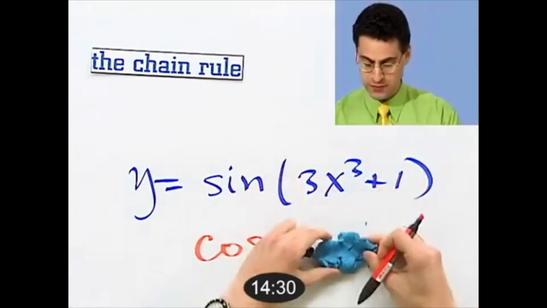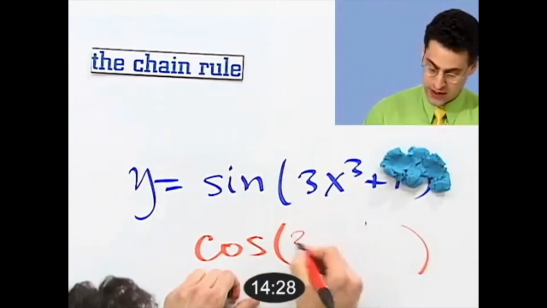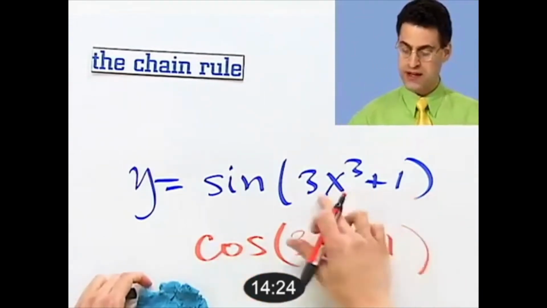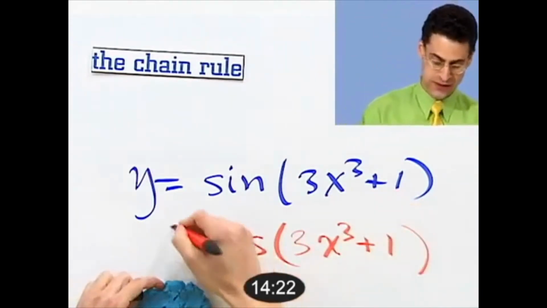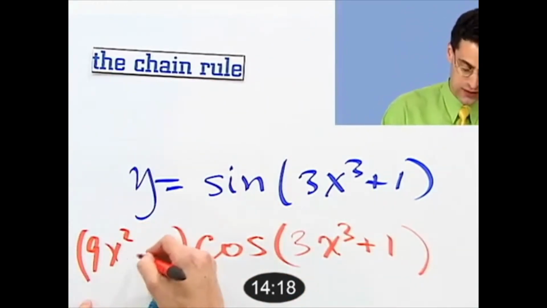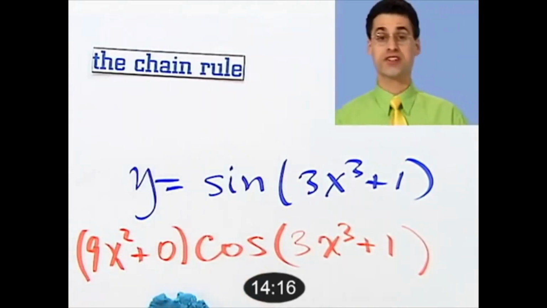So it's cosine of blop, and what's the blop? The blop is going to be 3x cubed plus 1, and then you multiply that by the derivative of the inside, and the derivative of that turns out to be just, let's see, 9x squared plus 0. And so there's the derivative using the chain rule.